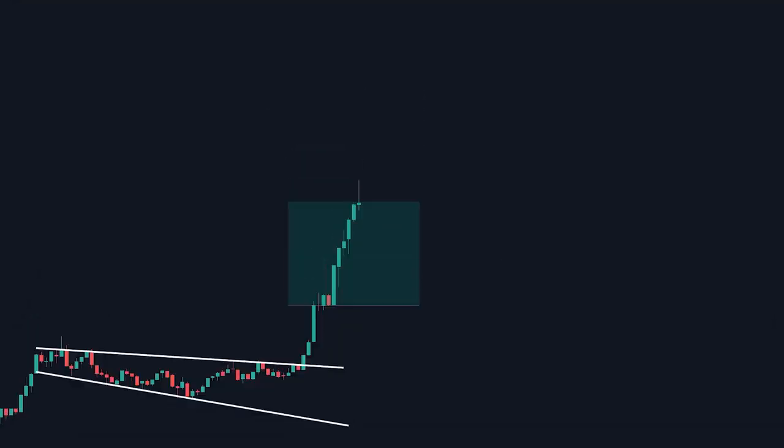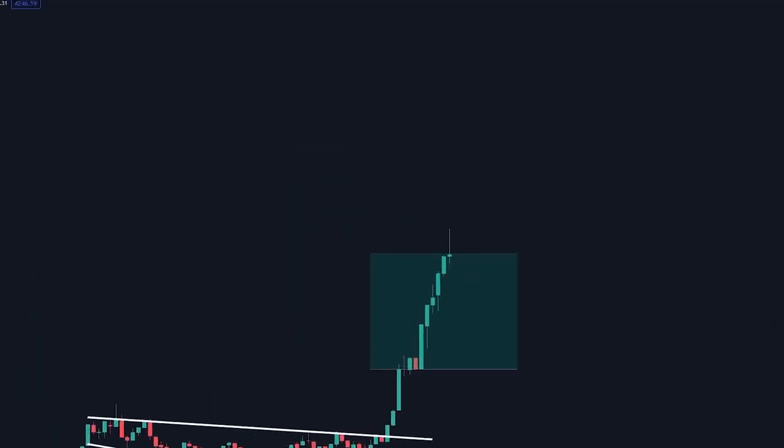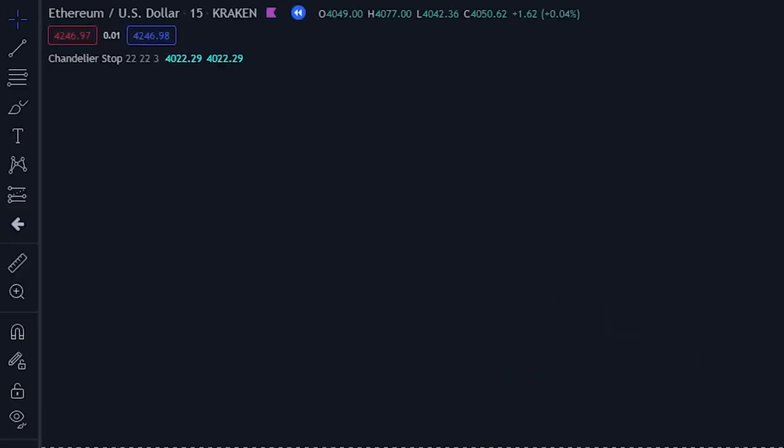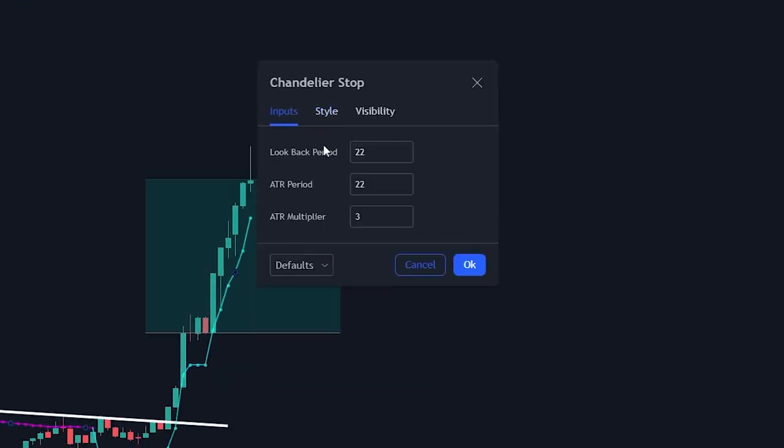That indicator is the chandelier indicator. To add this indicator, just go to TradingView, go to the Indicators tab, and type in chandelier stop. Then go to the indicator settings and change the ATR multiplier to 2. This indicator will give us our exit strategy.